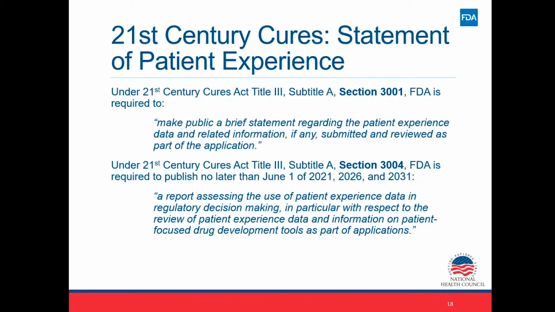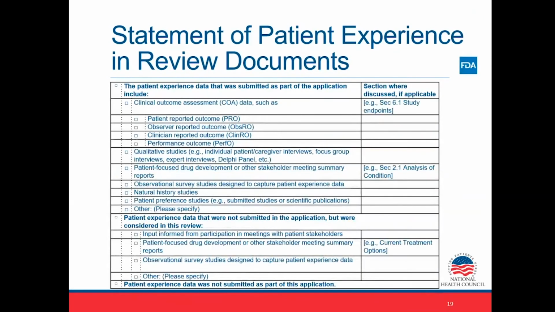If you could go to the next slide, please. You will see the table once again that Annie included in her slides. As she mentioned, this is the table that is in review documents. There are three main sections to the table. The very top section, about half, maybe two-thirds of the table, is on patient experience data that was submitted as part of the application, and there are different types, and there's always an other as well. Then the second primary section is patient experience data that may not have been submitted as part of the application, but was still considered in this review. And then the last line is patient experience data was not submitted as part of this application. So those are the three main sections as far as the rows go.